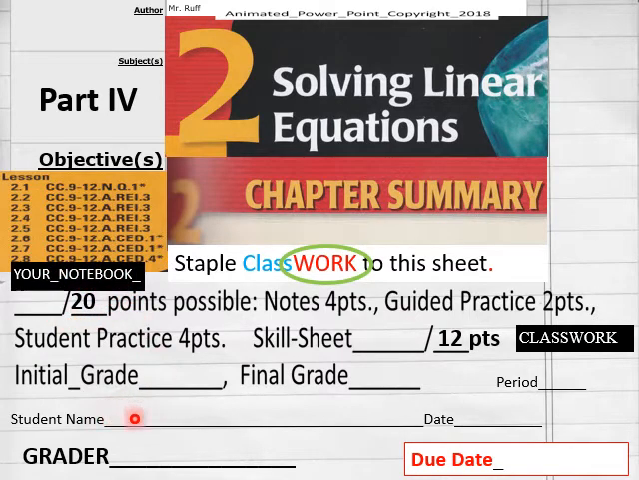Have that ready. And don't forget to put your name, date, period on your paper, your PC, your tablet, your Droid, your Chromebook, your iPhone.